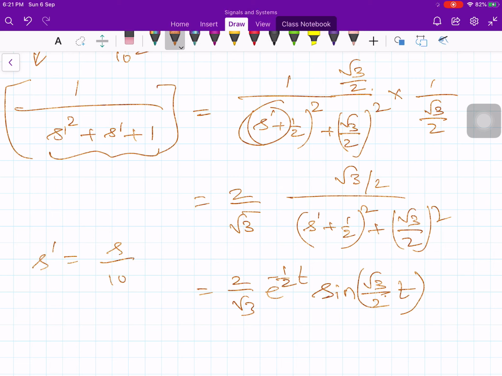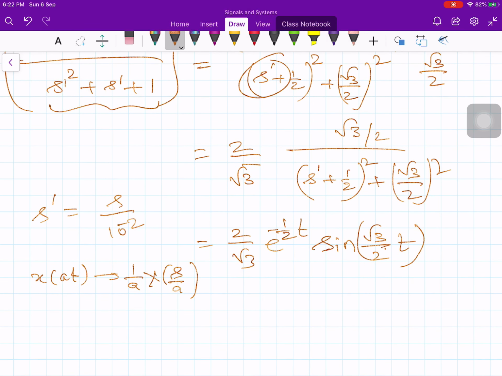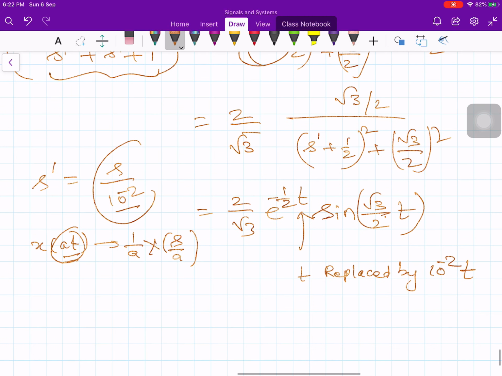So we know the property: x of a t becomes 1 over a times x of s by a. Therefore in the s domain you have s divided by 10 to the minus 2. So in the transform domain you multiply by the same factor, 10 to the power minus 2. Wherever the t is there, the t should be replaced by 10 to the power of minus 2 times t. So therefore 2 by root 3 times e to the minus 1 half t divided by 10 power minus 2.